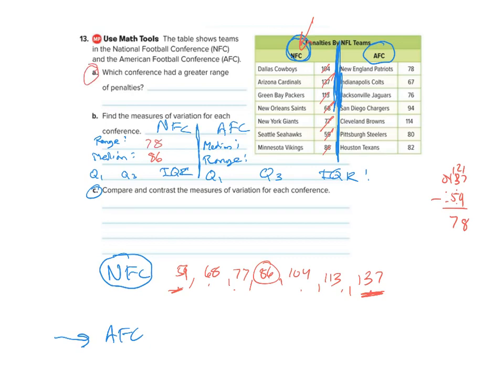Notice you'll use that for when you're answering letter A on your own. Which conference had the bigger range? These are the number of penalties teams had, okay? So don't forget to answer letter A when you're done with the AFC. And then don't forget to do letter C where you're going to compare all this stuff, okay?